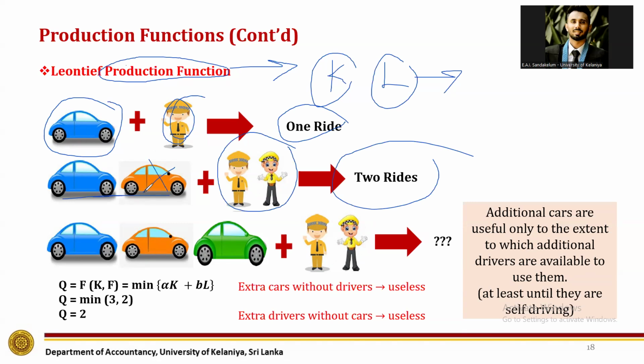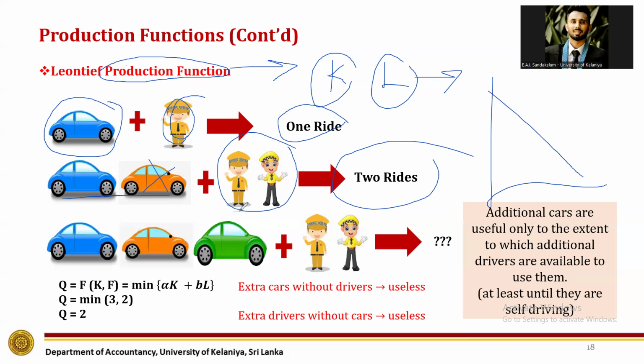But according to the previous one, what happened? There, capital can easily replace labor, or labor can easily replace capital. It can run even without labor. That's the reason for the previous one, the curves become a straight line.